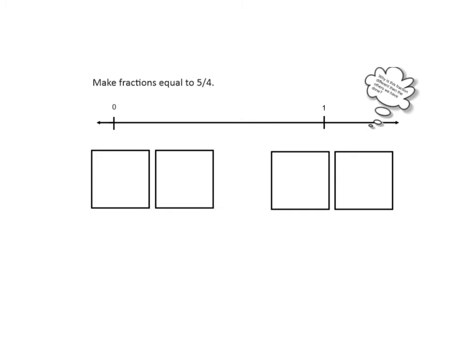Now let's try an improper fraction. An improper fraction just means that the top number, the numerator, is larger than the denominator. So 5 is larger than 4, which means it's going to be greater than 1. So an improper fraction just means the numerator is bigger than the denominator, and it means that it's greater than 1. So we're going to split it into fourths, because that's what it asks us to split it into.